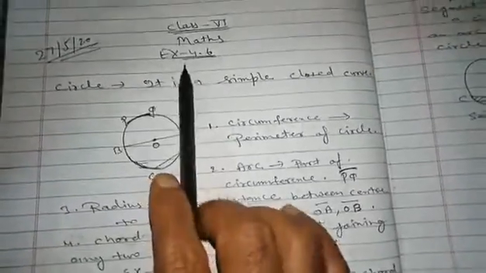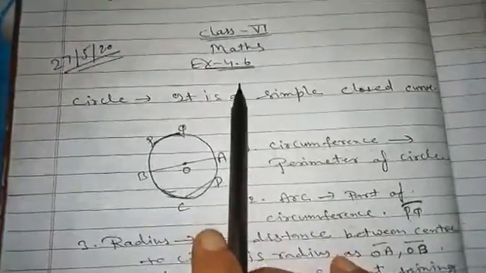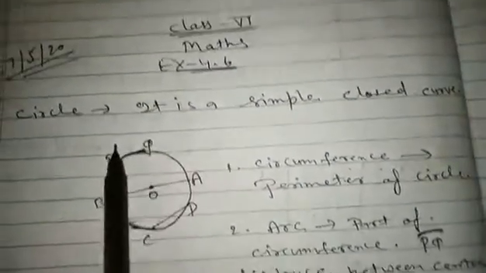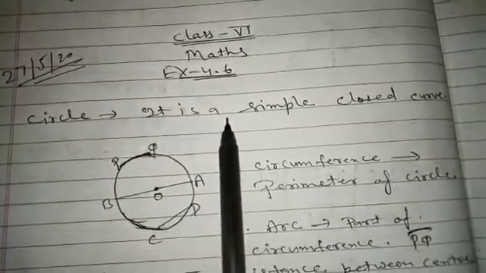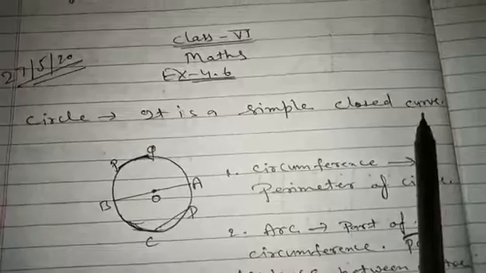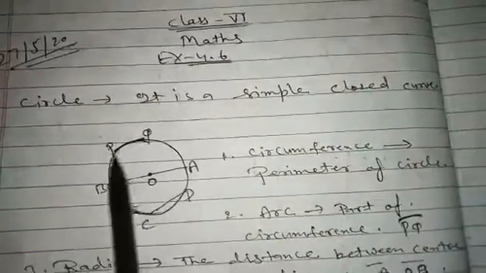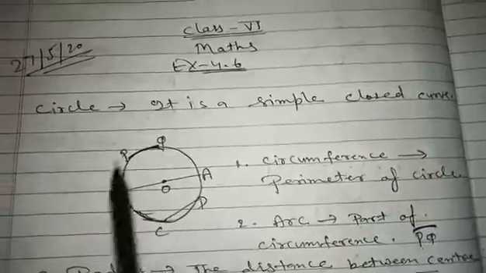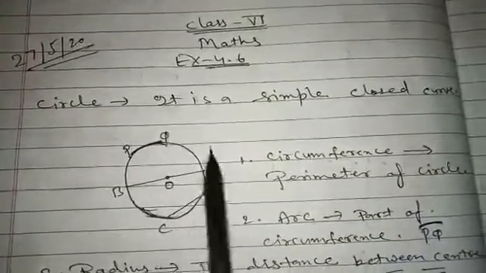Today we explain exercise 4.6. Our topic is circle. You can see here a circle. It is a simple closed curve. Always remember what a circle is: a simple closed curve. Now you see the parts of a circle.